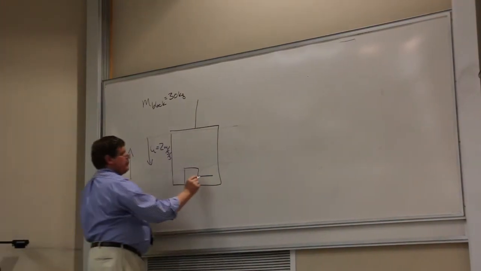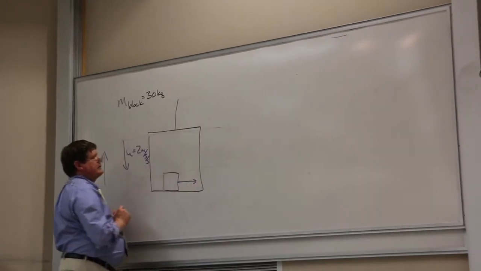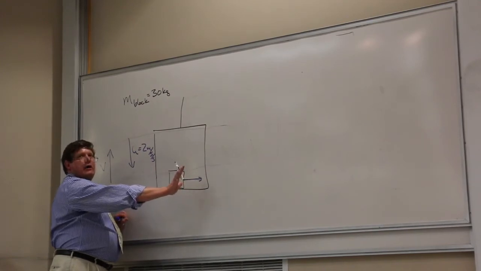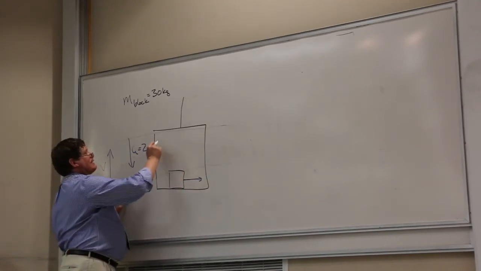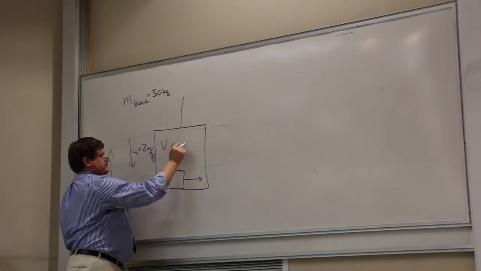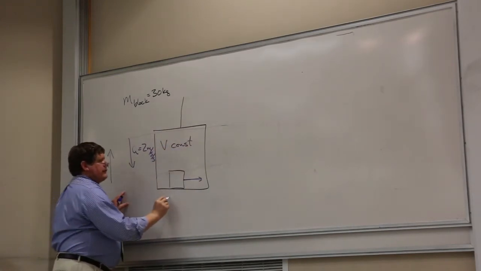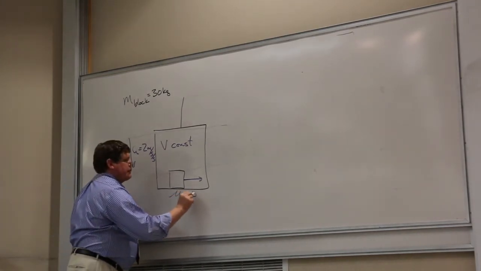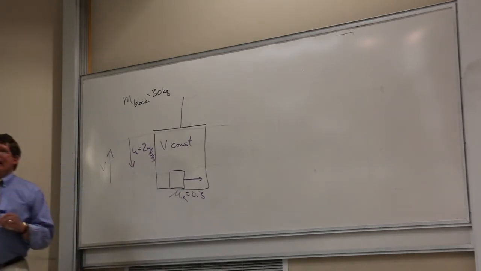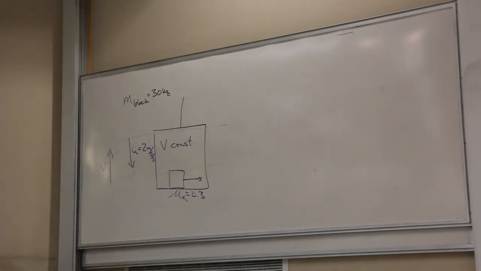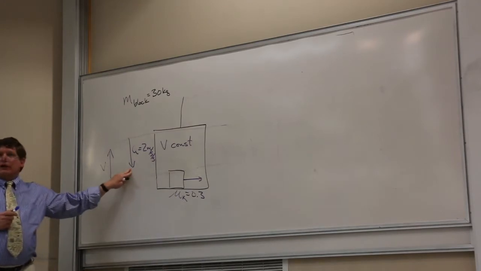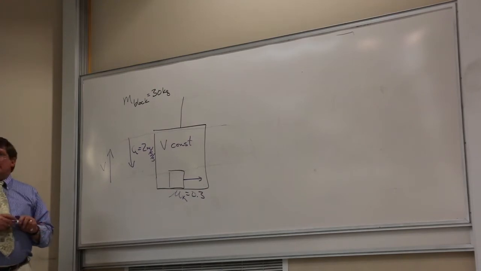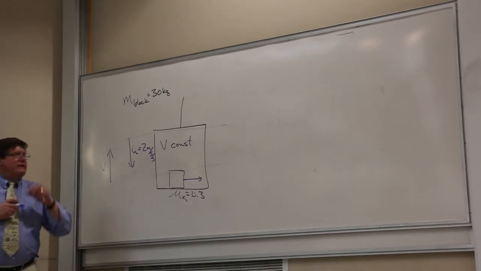We pull on this rope, a string it's called, and we move this block across the floor of the elevator at a constant velocity. And there's a coefficient of kinetic friction between the floor and the block that's 0.3. And the first thing we're asked in this problem is, what direction is the acceleration? Well, that's down. The next thing we're asked is, what's the apparent weight?